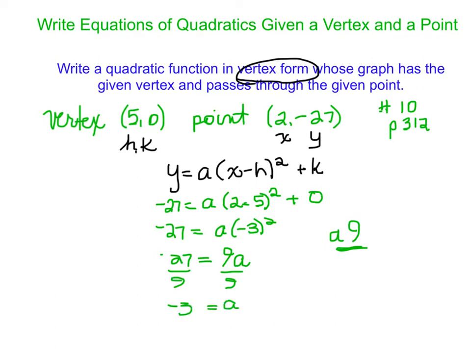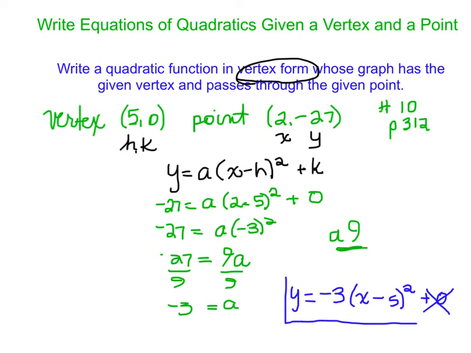So now if I want to write vertex form, I have my vertex and I have my a. So y equals, I just found out that my a is negative 3, times (x minus h) squared plus k, remember I'm going back to my vertex, h and k. And again, I don't need to write that plus 0, so my final answer would be this.